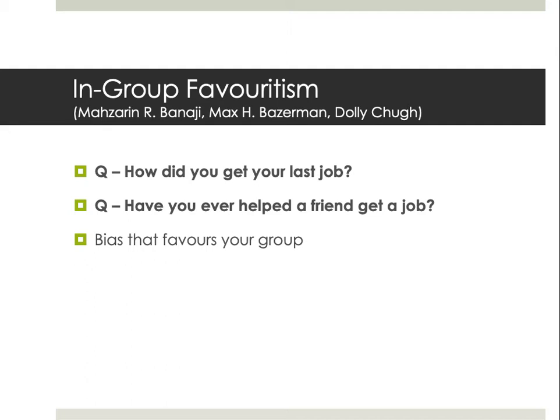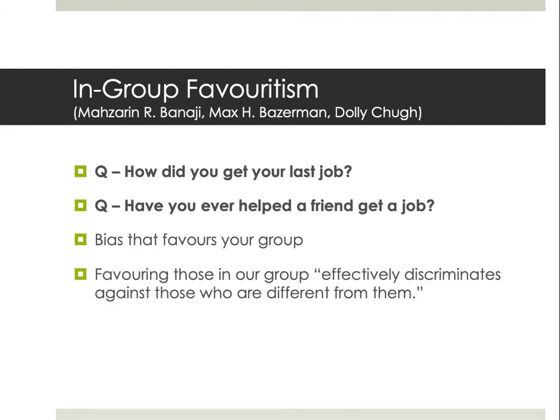Of course I'm going to favor my group. Of course I'm going to favor my family. Of course I'm going to favor the people that I care about. But if that is true, then what does that mean for others? Favoring those in your group effectively discriminates against those who are different from your group. So if you favor your group, help them get further, help them advance, get them favorable positions, whatever it may be, are you discriminating against different groups? So let that sink in a little bit.